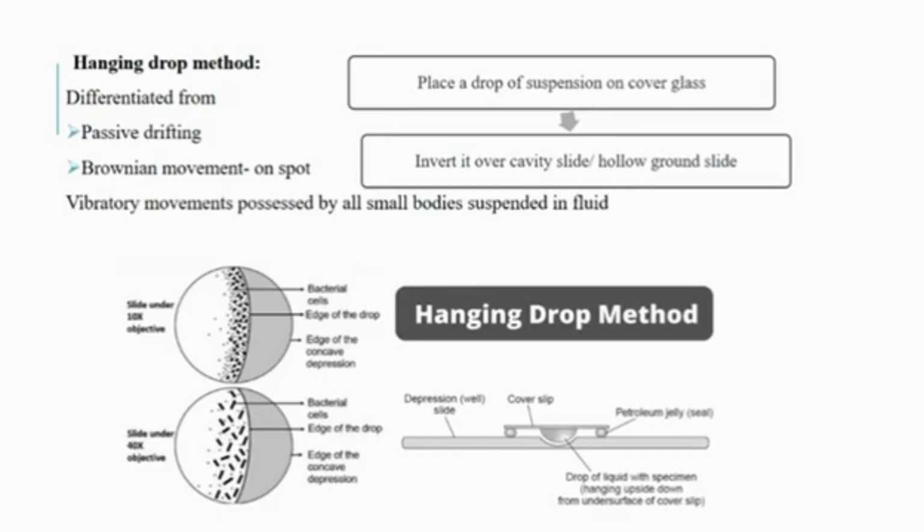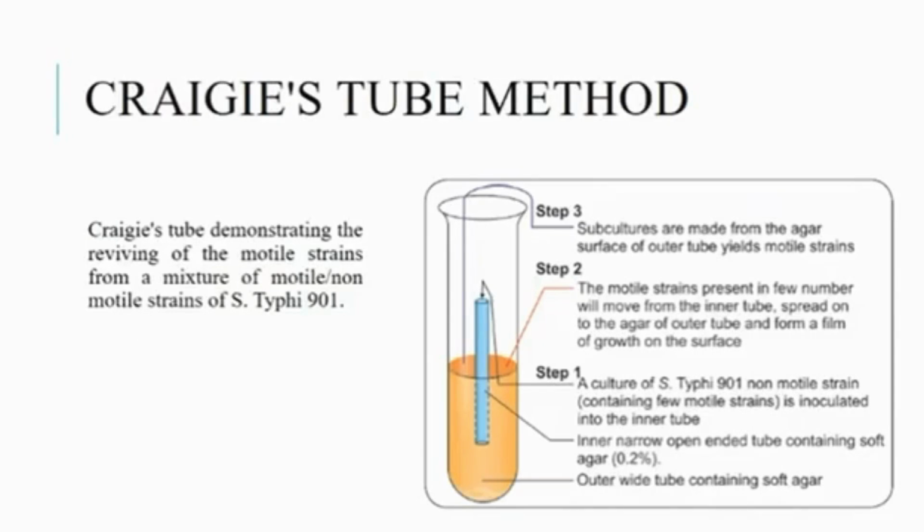For observation, first we need to differentiate the motile bacteria from passive drifting and Brownian movement. Brownian movement is the vibratory movement possessed by all small particles suspended in a fluid. We need to focus the slide in low power, that is the 10x objective, and high power, that is the 40x objective, for observing the motility.